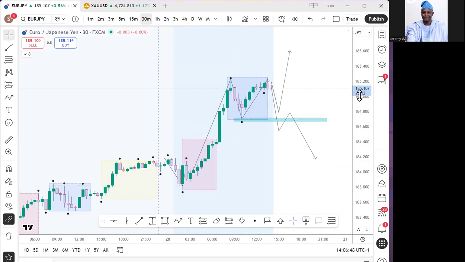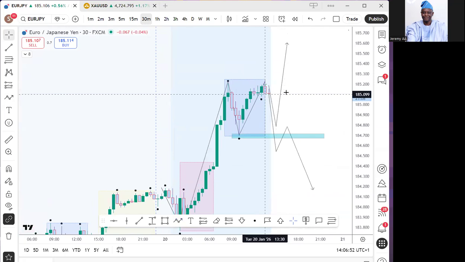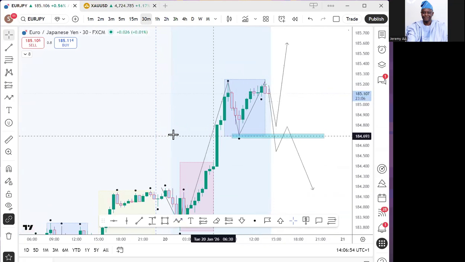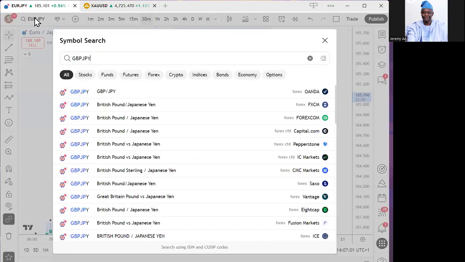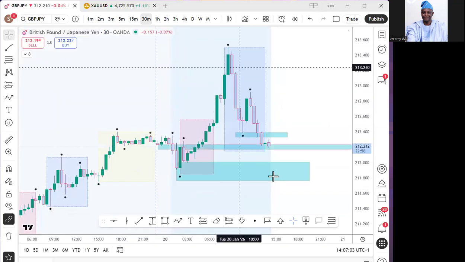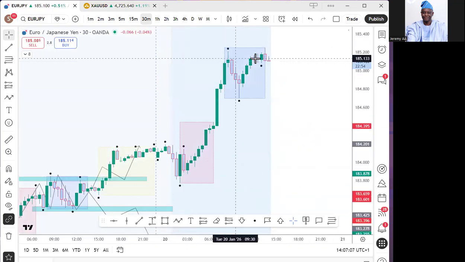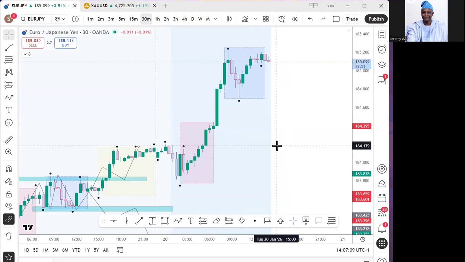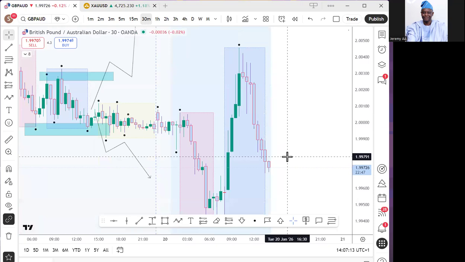Okay, it's already giving us some sort of rejection candle. I think this is an engulfing candle right now, but let's see what it will do. But it looks like the pound yen is weaker. That one is weaker. This one has gone down further than euro yen. So let's see how it performs. Okay, beautiful.